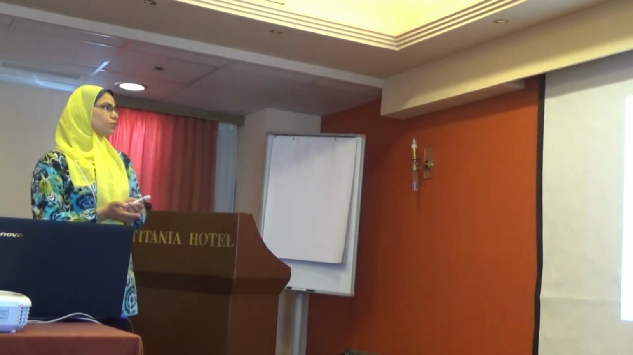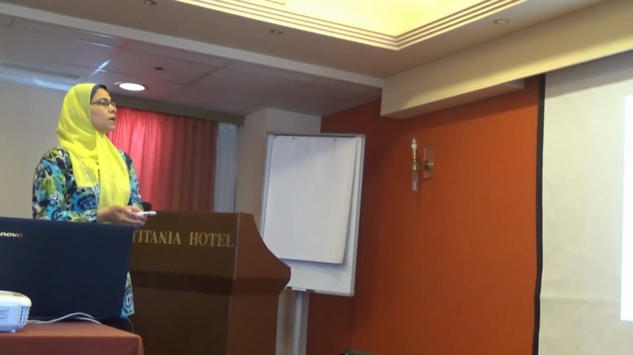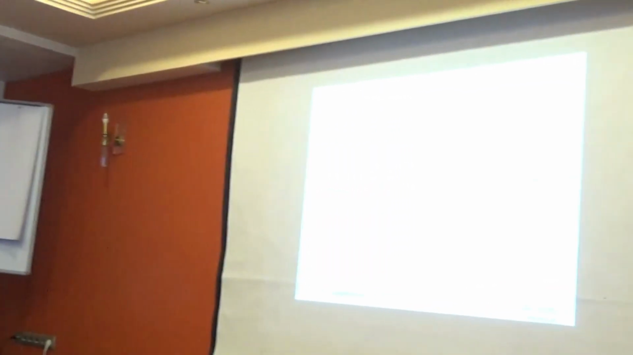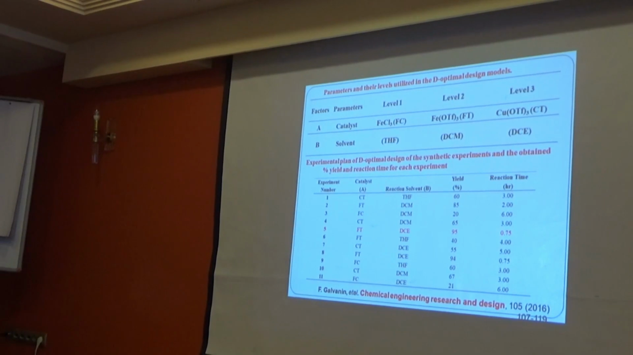So we can choose two factors, parameters: catalyst, iron trichloride, iron triflate, copper triflate, and solvent, tetrahydrofuran, dichloromethane, and dichloroethane. The experimental plan of the optimal design shows that in the first experiment we use copper triflate in tetrahydrofuran, and iron trichloride in dichloromethane, and iron chloride in dichloromethane, and so on.